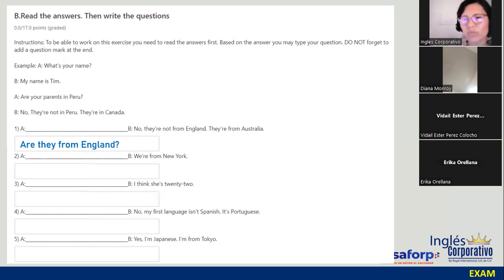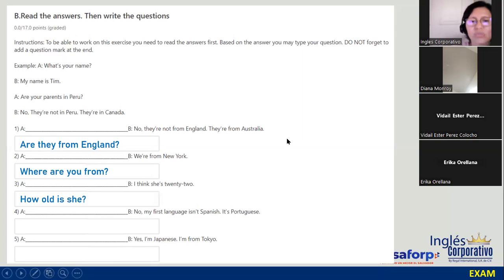Ahora sí, question number two. ¿Cuál sería la dos? Where are you from? Muy bien. We're from New York. Number three. La respuesta es, I think she's 22 years old. ¿Cuál es la pregunta? How old? Ahí vamos bien. How old? Y me falta el verbo to be y el sujeto. How old is she? Muy bien. ¿Cuántos años tiene ella? I think she's 22, le dice.